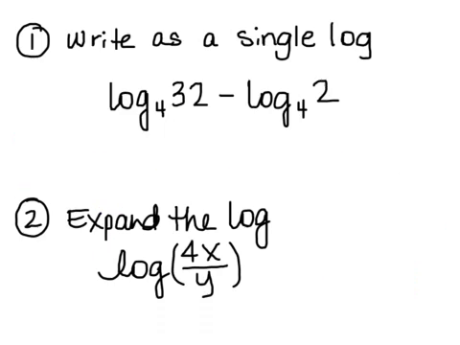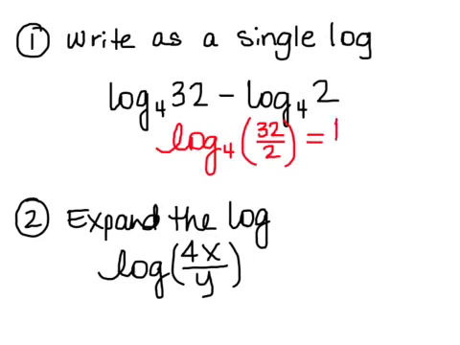For different purposes, you're going to need to know how to use the rules forwards and backwards. And so in the first example, we're going to write two logs that are being subtracted as a single log. And so what you would want to do here is use the rule that says if you have two logs subtracted, you can go backwards and write them as a single log that's being divided. Now once you do that, you want to simplify the 32 over 2, and so we're going to say log base 4 of 16, that's 32 divided by 2.